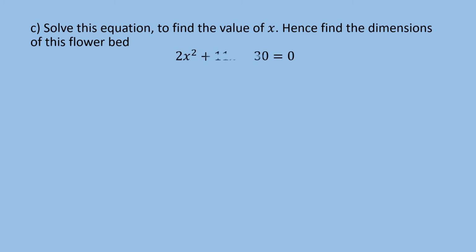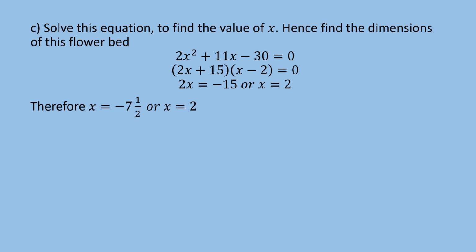Part C. Solve this equation to find the value of x, hence find the dimensions of this flower bed. The equation is 2x squared plus 11x minus 30 equals 0. So you can factorize it like (2x plus 15)(x minus 2) equals 0. So 2x plus 15 equals 0 and x minus 2 equals 0. 2x equals minus 15, and x equals 2. Therefore, x equals minus 7.5 or x equals 2.